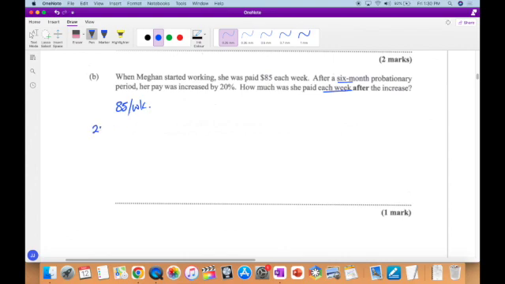Well, we have to find 20% of 85, and this is 1/5. So that is really 85 divided by 5. 85 divided by 5 gives us 17. And so $17 was the increase, so therefore her increased pay would have been 85 plus 17, which would give us 102.